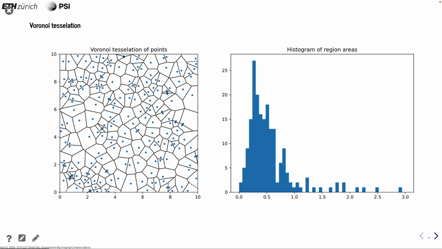Next lecture, I'm going to actually go into a little bit of the statistical analysis, comparing different cultures. But for today, we just stay with the tessellation.